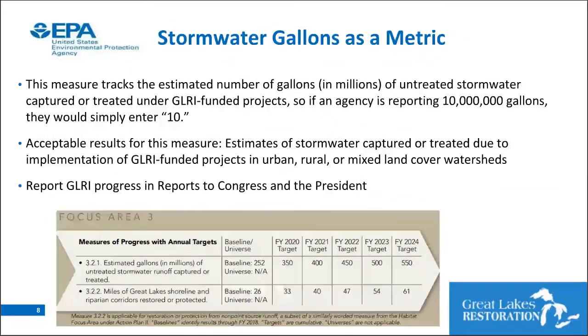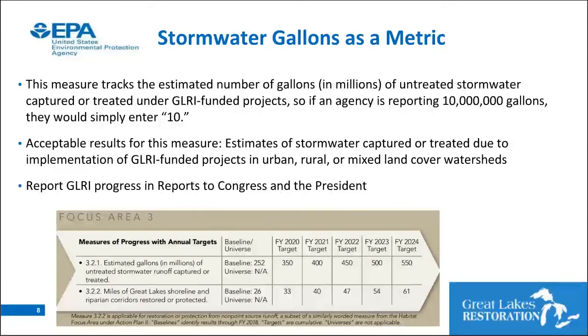So just a bit on how the stormwater gallons are used as a metric. This measure tracks the estimated numbers of gallons in millions of untreated stormwater captured or treated under GLRI-funded projects. So for example, if an agency is reporting 10 million gallons, they would just enter the number 10. Estimates of stormwater captured or treated due to the implementation of GLRI-funded projects in urban, rural, or mixed land cover watersheds are acceptable results to count for this measure.